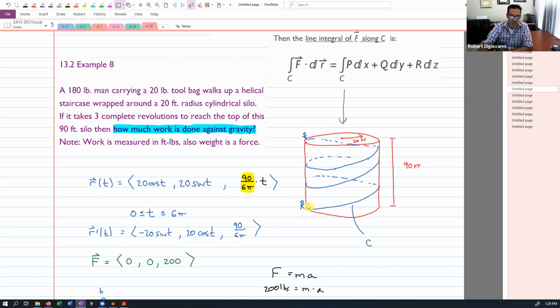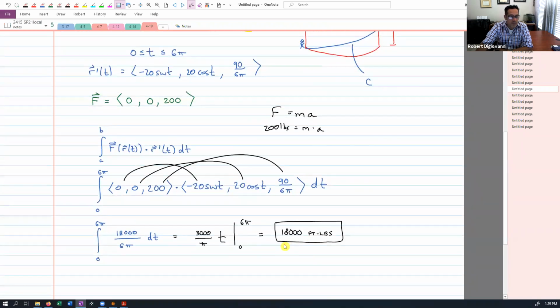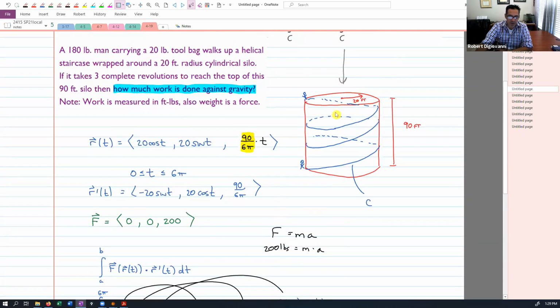So in a physics class, all you would do is take the man's weight with his bag, 200, and since it's in pounds, you would multiply it times the total vertical ascent, which is 90, and that would have given you the same answer, which of course would have been much easier to do. But the thing is, this assumes that gravity is constant, right? That's something I think Daniel said, assuming that gravity is constant.